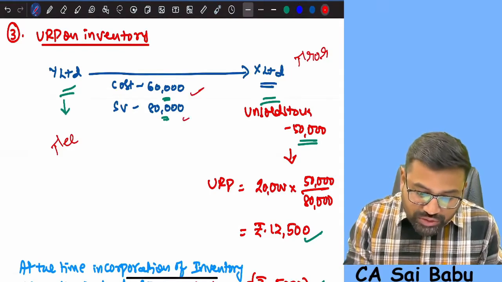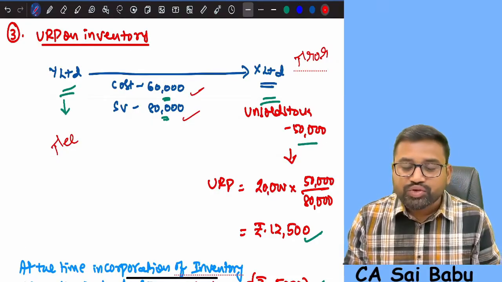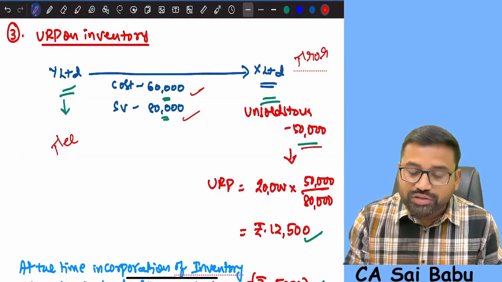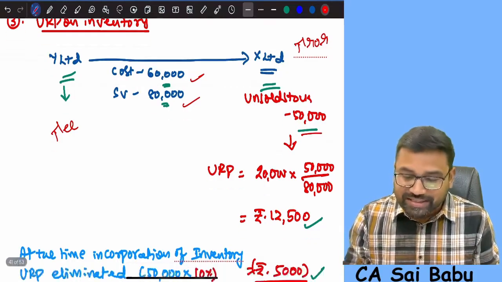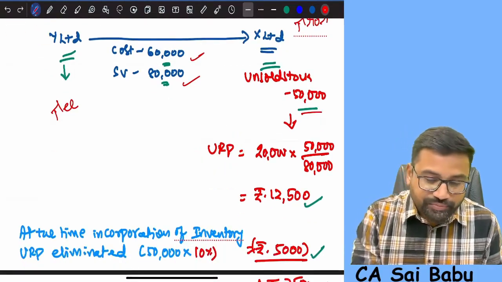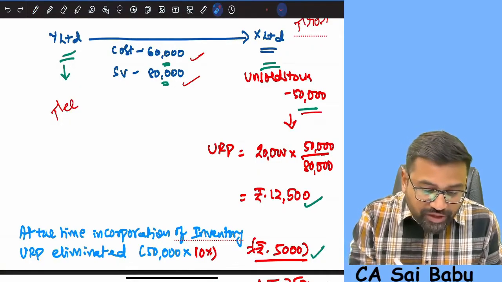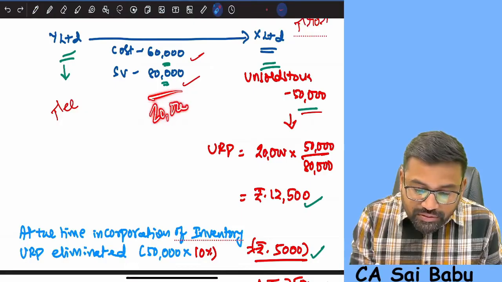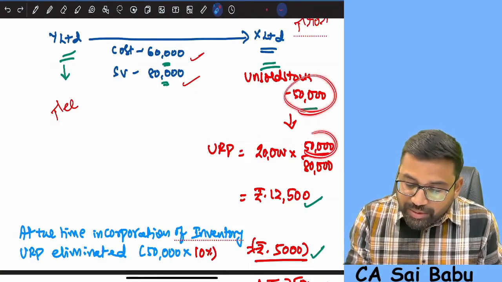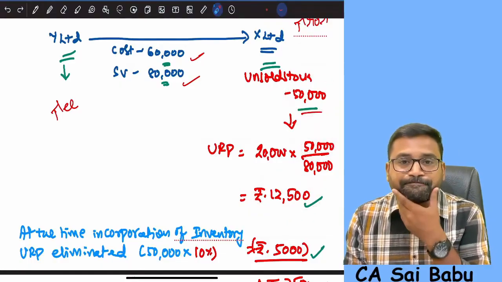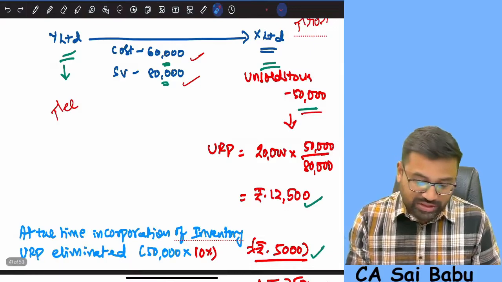60,000 cost of goods, they sold at 80,000. And out of that, 50,000 remains unsold. That means this stock is not yet sold to the customers, so whatever profit is included in that stock is not yet realized. So what is the unrealized profit included in this? Total profit is nothing but 20,000. So 20,000 is for the 80,000 sale value, and 50,000 is still remaining. Therefore 12,500 is what, sir? 12,500 is the unrealized profit included in that 50,000.